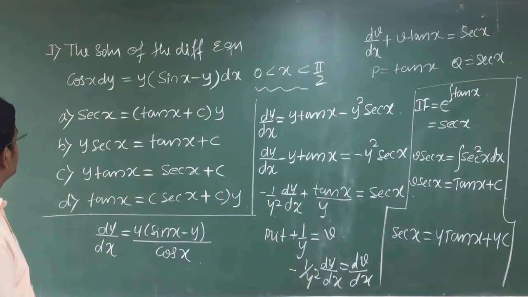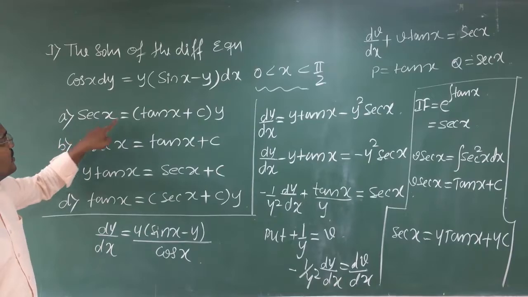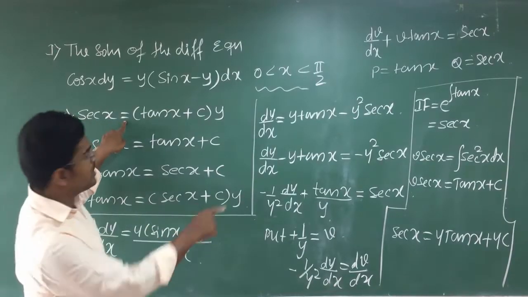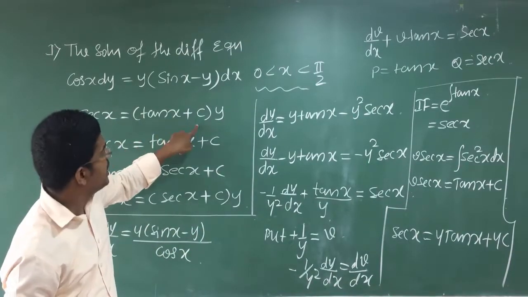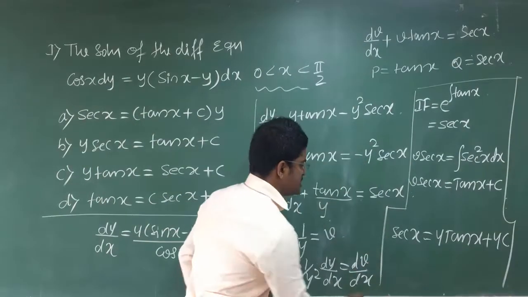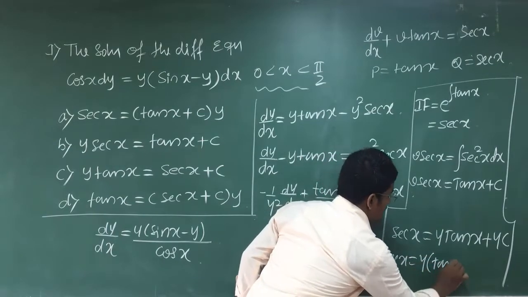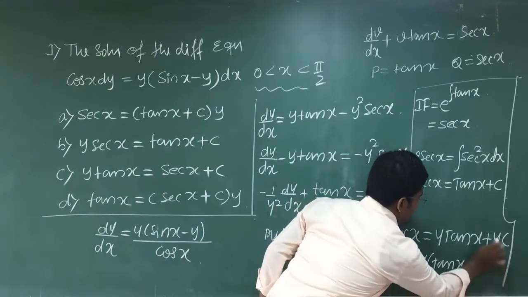So you can check in your answer what your solution is. Sec x equal to, see there, tan x plus c, where y is common. That means sec x equals y times tan x plus c.